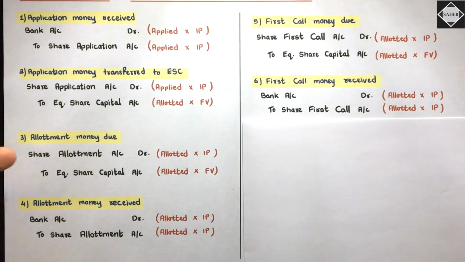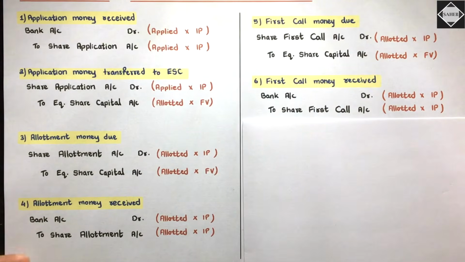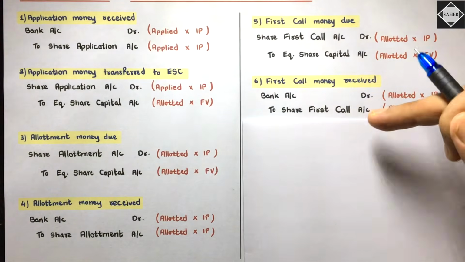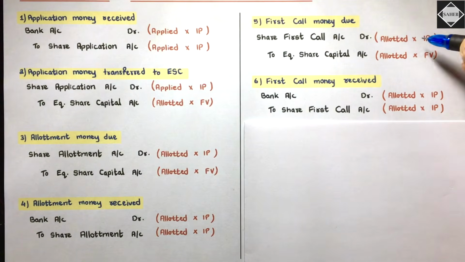Yeah, here also share allotment to equity share capital we did. See, share first call to equity share capital. Then what happens when money comes? Bank account to share allotment. Here also same, bank account to share first call. Yeah, you can understand the structure now, right? Easy. This shortcut also you will understand. It is really simple. Okay, see here, shortcut.